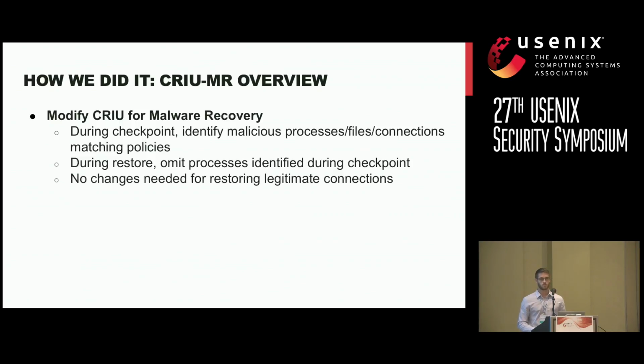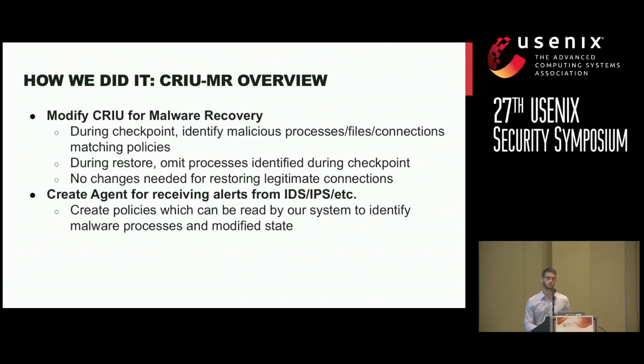So the main changes that we made were to the CRIU source code, and those were broken down into both the checkpoint and restore. During checkpoint, we basically identify the processes that violate some policies, which I'm going to talk about next. But these are basically just identifying which processes are legitimate versus malicious. And then during restore, we actually do not restore the malicious ones, obviously, but we do restore the legitimate ones. Just out of the box, we get the TCP connection restore functionality that's built into CRIU.